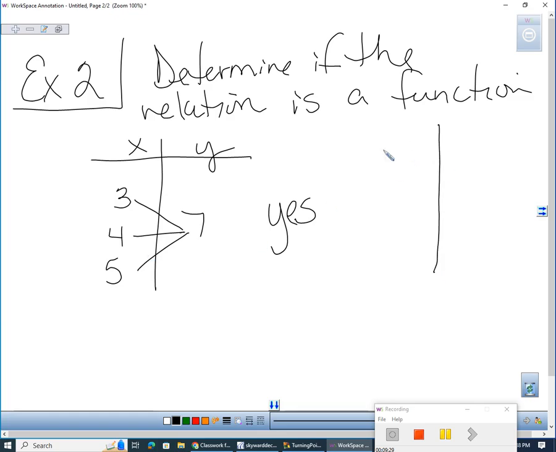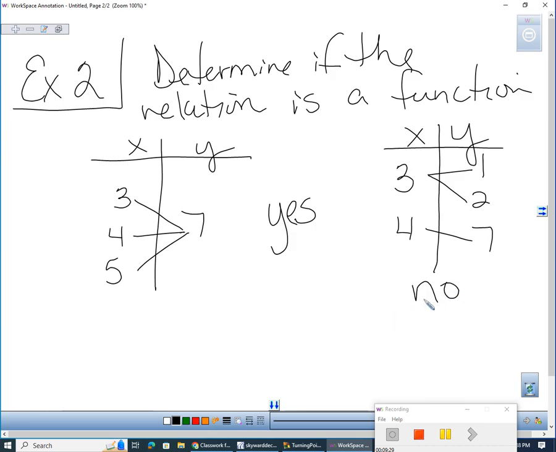If I had something that looked like this, let's say 3, 4, and 1, 2, 7, and I have 3 goes to both of those, and 4 goes to 7, is there only one line coming from each x value? No. So this is not a function, or we can say no. Okay? Is there a question on that? You guys are doing great.